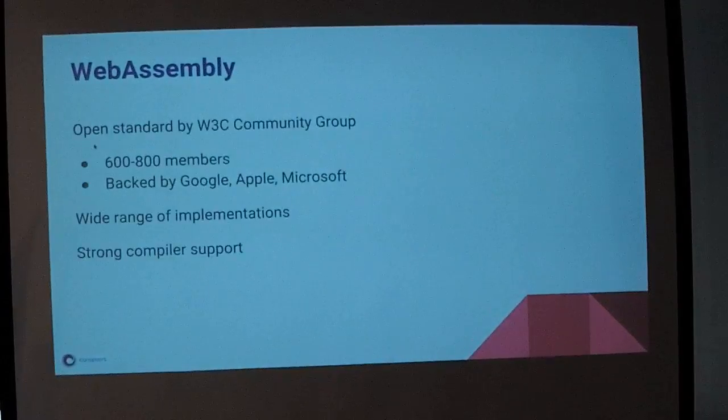So moving on. What's good about WebAssembly? It's an open standard to start with, and it's got quite a lot of support through the community. You've got people like Google and Apple and Microsoft who are out there. It's supported by a W3C community. It's got quite a large range of implementations out there in different languages, and it's got strong support. By that I mean there's a lot of languages that you can compile down to WebAssembly.